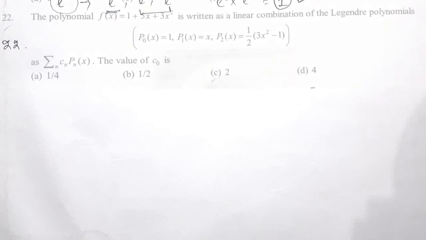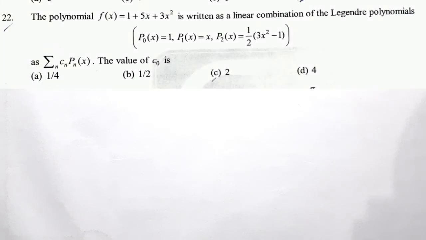Now come to another question, question number 22. The question is given as: the polynomial f of x equals 1 plus 5x plus 3x square is written as a linear combination of the Legendre polynomials, in the form summation of cn pn of x. What is the value of c naught, or c0? The values of p0, p1 and p2 are also given. How to solve this? This is a very easy question.